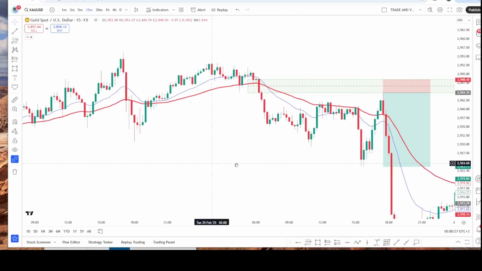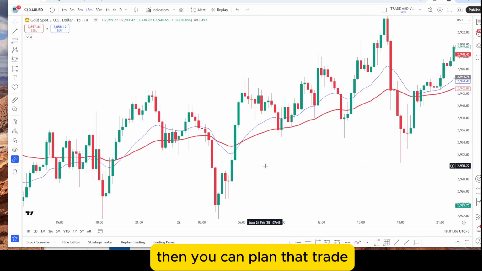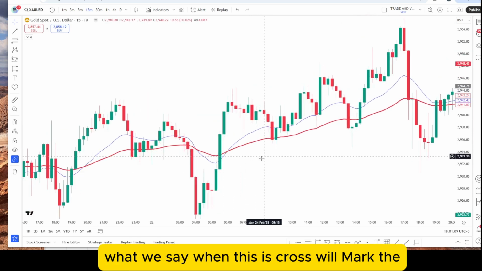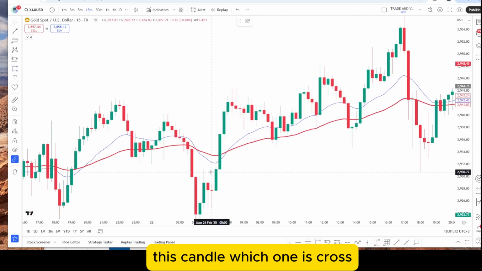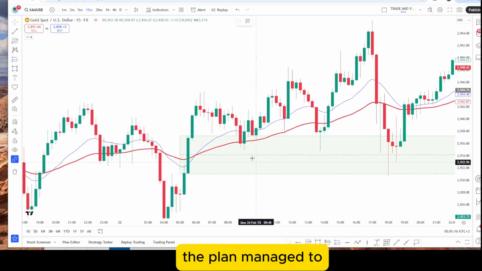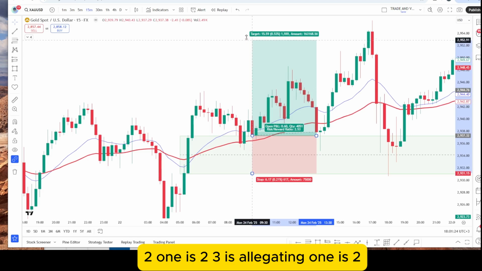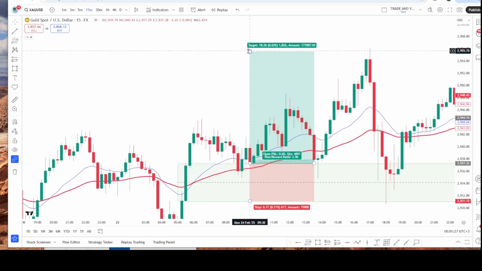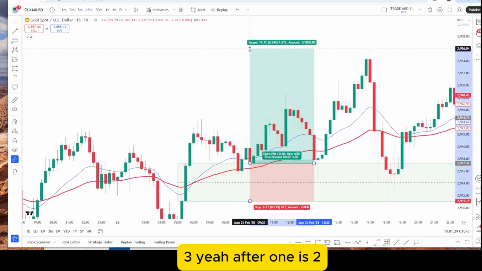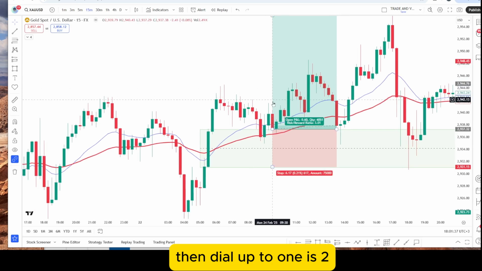You can check another area. Once it is crossing, then you can plan the trade. When it crosses, we will mark the candle which one crossed, then we plan 1:2. See, it's getting 1:2, or 1:3, easily getting 1:3. After 1:2 you can make it a break even, then trail up to 1:3.